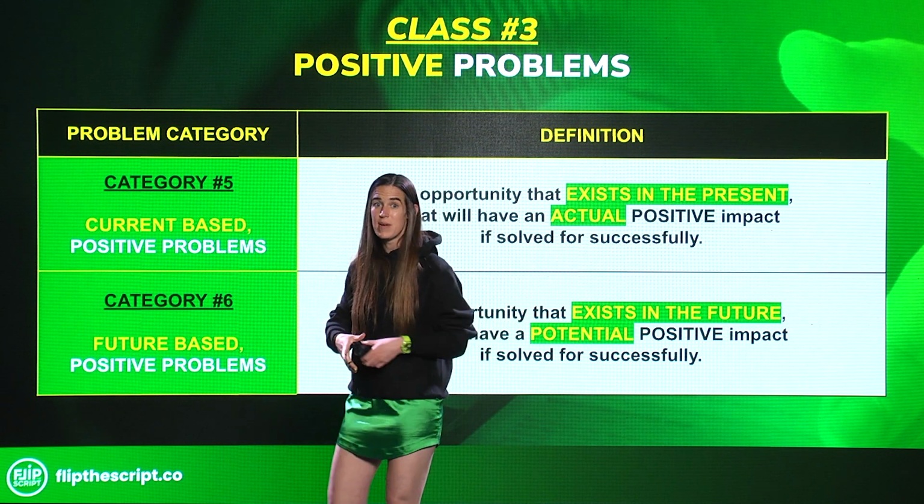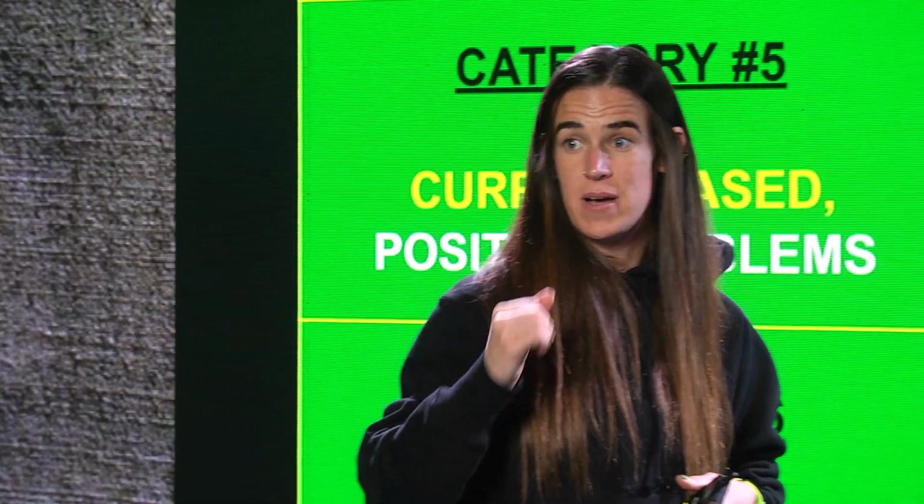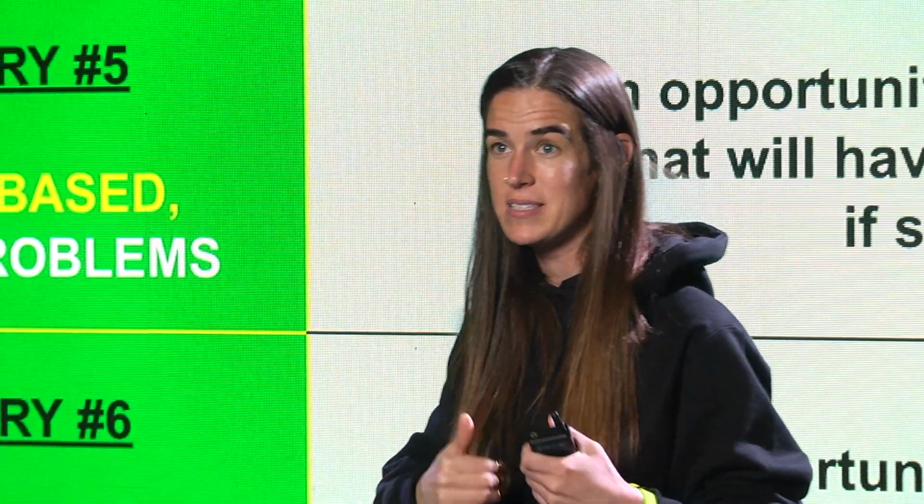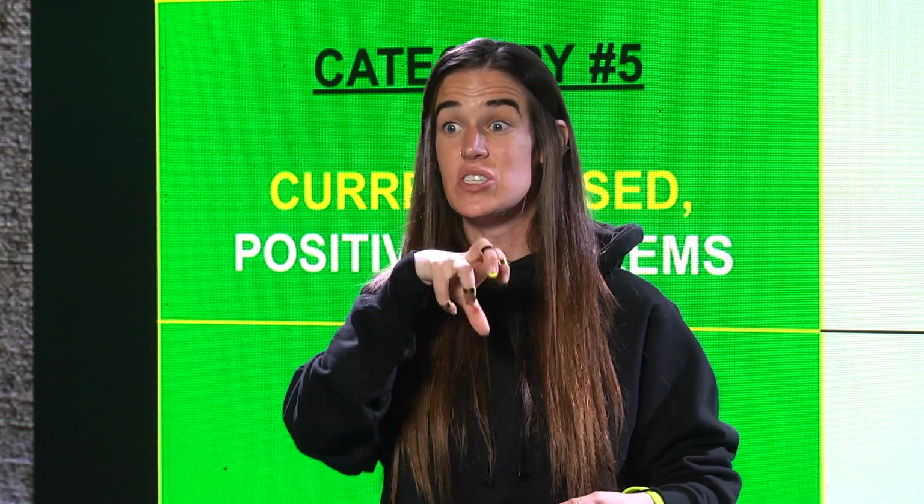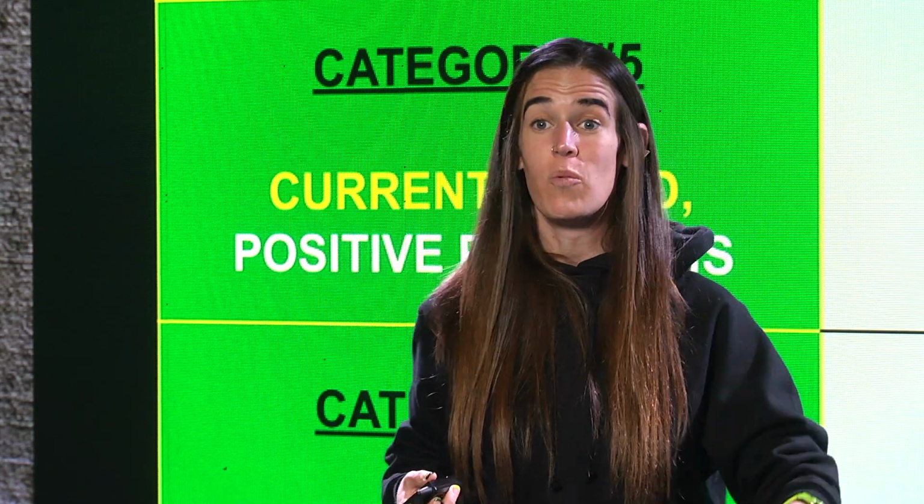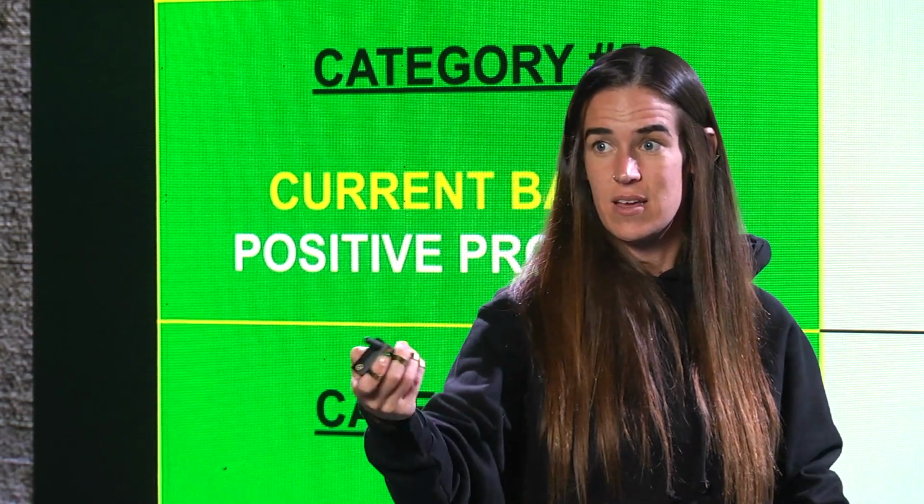So a current-based positive problem is an opportunity that exists in the present, that they know that if they achieve this, they can get a positive opportunity. And a future-based positive problem is an opportunity that exists in the future that will have a potential positive impact if they can do it correctly. So you have one that's current state that they would get a positive impact from, and one that's future state that they might get if they rearrange and solve for the problem successfully. The one in the current state is going to be known. The one in the future state is going to be unknown, but they think that they can incur it if they go ahead and rearrange things in the present.